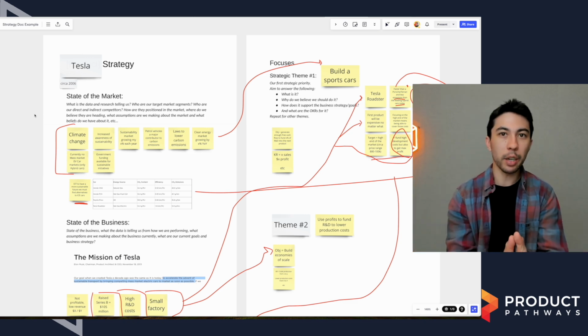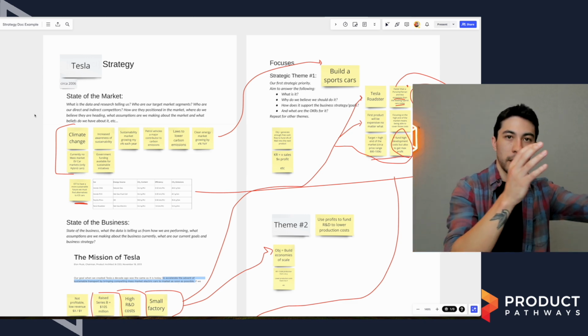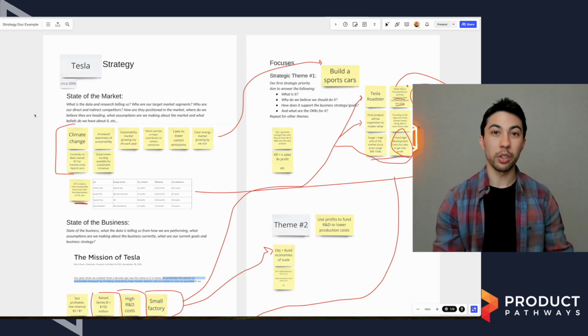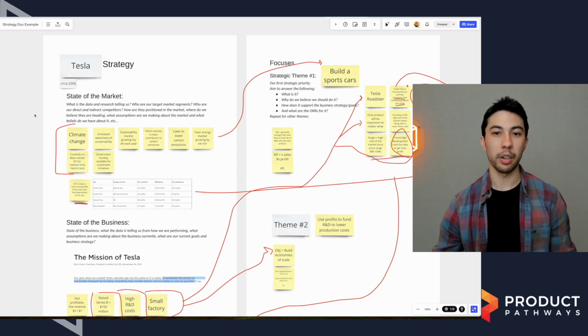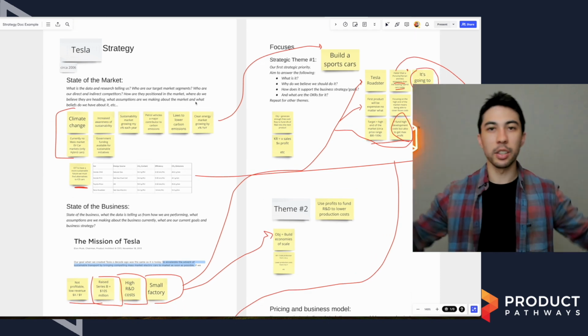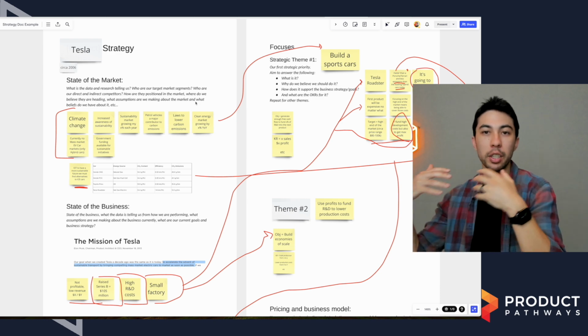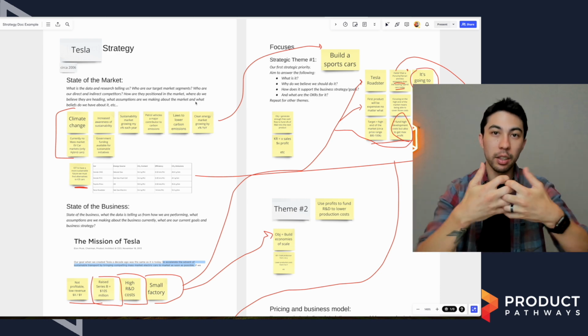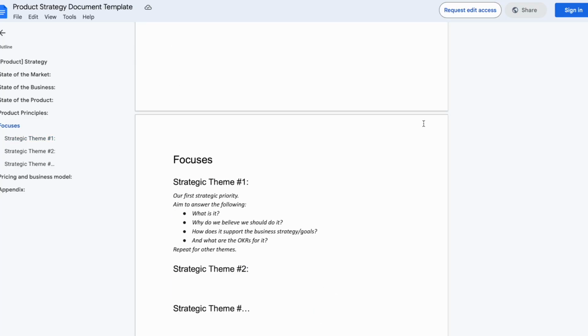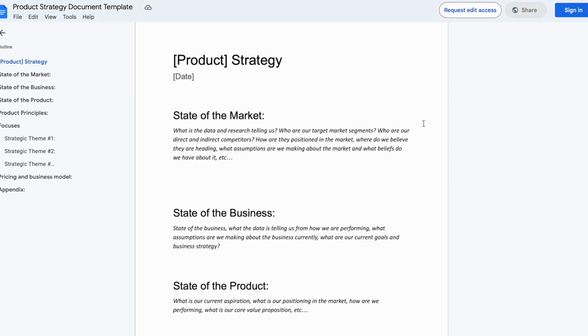So the key thing to take away from this is the first 3 sections are the diagnosis, and it's all about building those strategic narratives. And you can see with all these red lines that the narrative and then your focuses and your set of coherent actions need to link together. And that is the product strategy document template. As I mentioned before, this is the comprehensive product strategy document, and this is the level of depth that you should really be going into inside your product strategies.